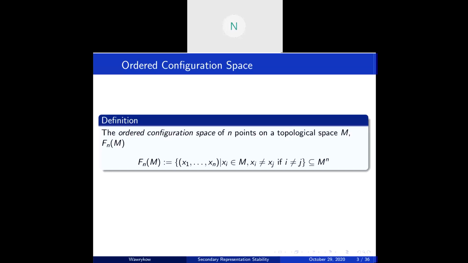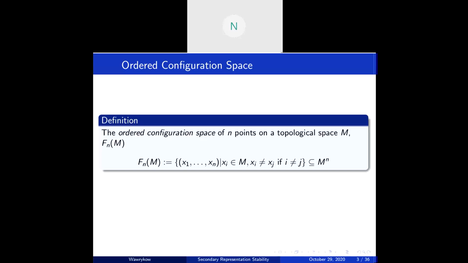So, what are ordered configuration spaces? The ordered configuration space of n points on a topological space M, which we're going to denote F_n(M), is just an n-tuple of points in M such that no two points in this tuple are the same. And so you cut out all the places where any two points are the same, and you get a resulting space.